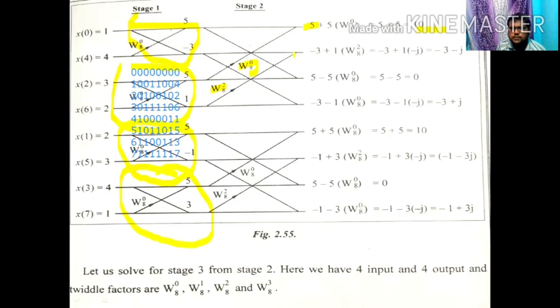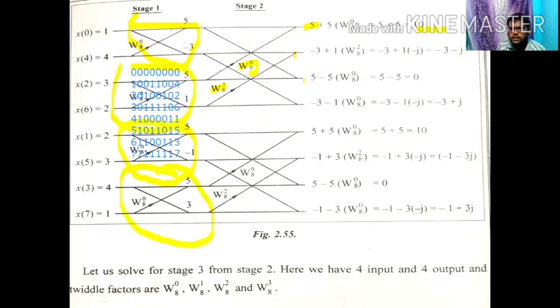Next, consider this second node. At this point, the first signal received is -3. So here I put -3. Next, I look into whether any other signals are coming to this node. Yes, one more signal will be coming here. So I just look into this line. Here in this node, it consists of 1 into W8 power 2. So I mention 1 into W8 power 2. So I put here a positive sign. So the answer becomes -3 - j.